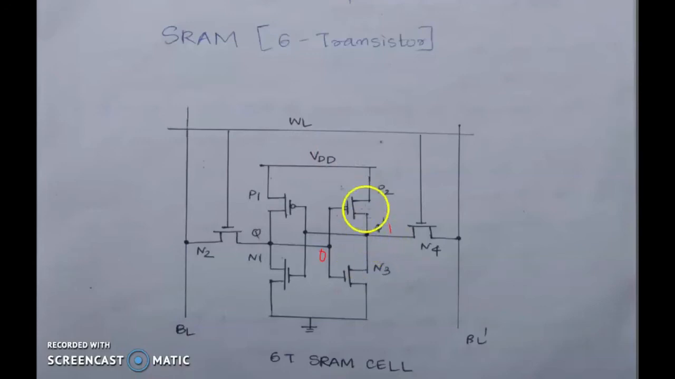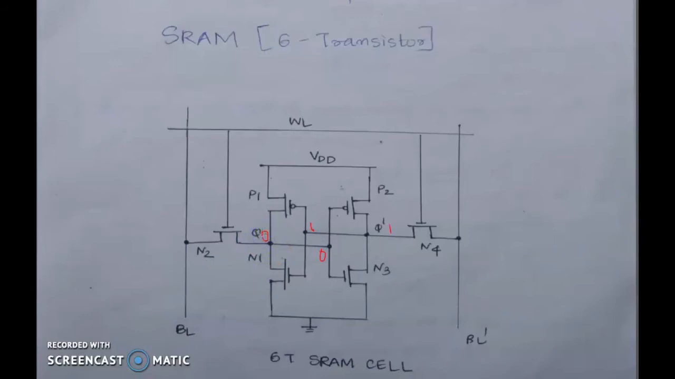And since the output of this inverter is connected to the input of this inverter, what happens here? Also 1 will be present. Since 1 is present here at the input of these transistors, which transistor will be on? This NMOS. So this transistor is on, and as a result here 0 will be present.